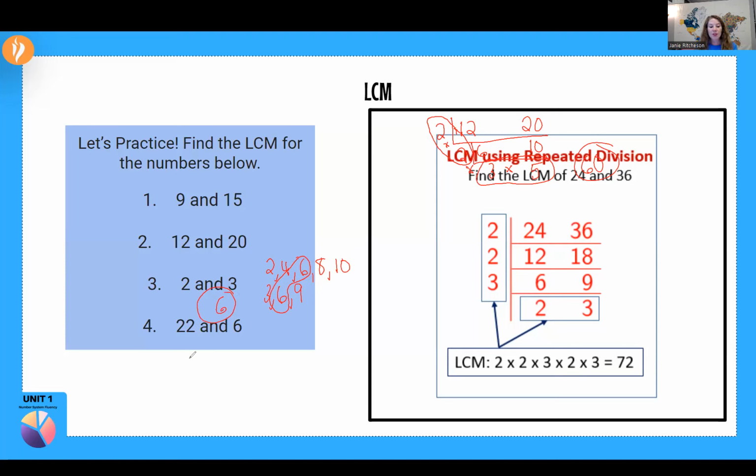All right, and then we have 6 and 22. I think I have enough space down here to do them. So I'm going to start by dividing them both by 2. So 22 divided by 2 is 11. 6 divided by 2 is 3. And that's as far as I can go because 3 and 11 do not have common factors. So to get my least common multiple, I'm going to multiply all 3 of these numbers. So 2 times 11 is 22, and 22 times 3 is 66.